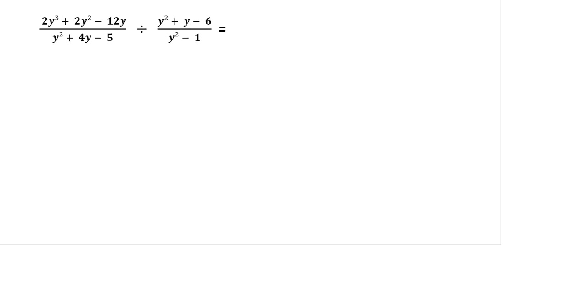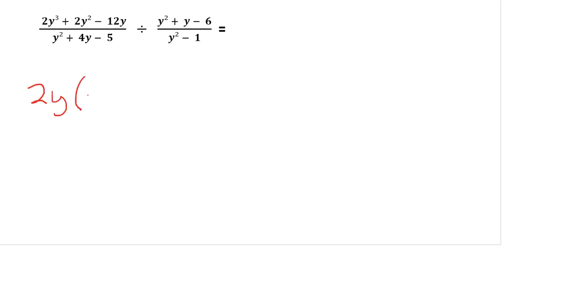This last example is a division problem, so we need to keep that in mind. We will be factoring everything, and then we will be multiplying by the reciprocal of the second fraction. So we got a lot of work to do to get this set up. Looking at this first numerator, we notice that we do have a GCF. So let's factor out, they all have a 2 and they all have a y in common.